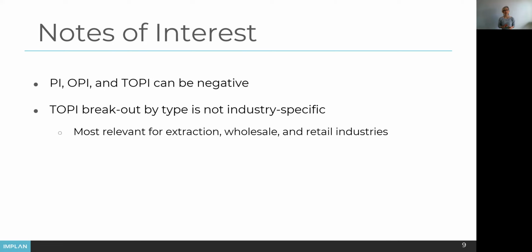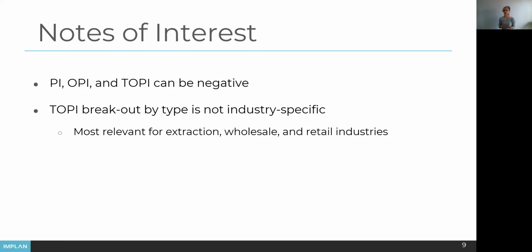Also, the breakout of TOPI by its type is not industry specific. We have very good industry specific values for total TOPI. But the breakout of that between sales tax and property tax and severance tax and things like that is not industry specific. For most industries, that doesn't matter too much because most industries are going to pay the average mix of those. But for some sectors, it really does matter, and you'll want to pay attention to that if you are analyzing one of these specific types of sectors in IMPLAN.